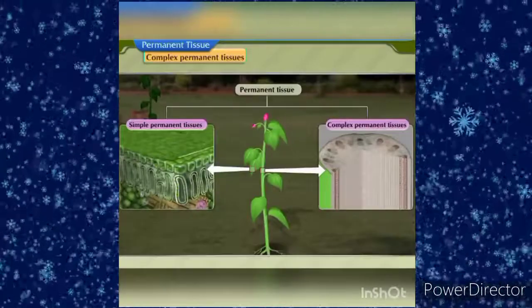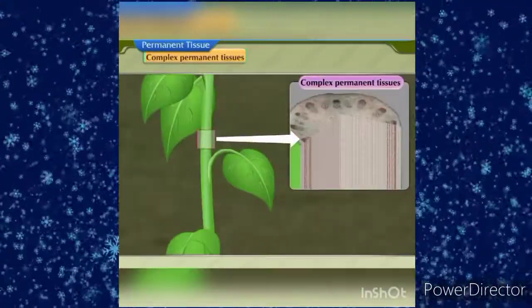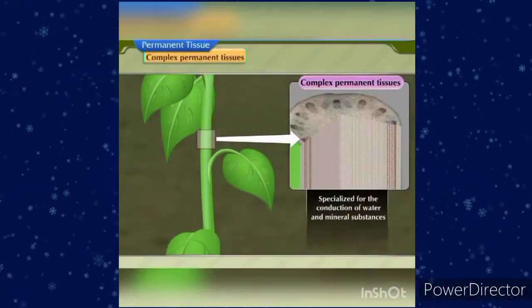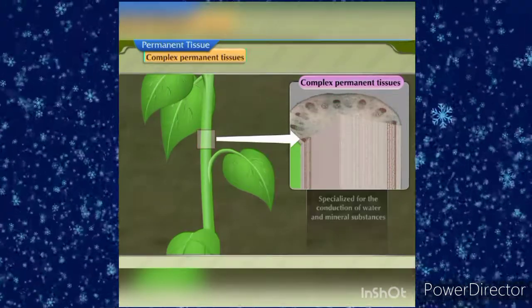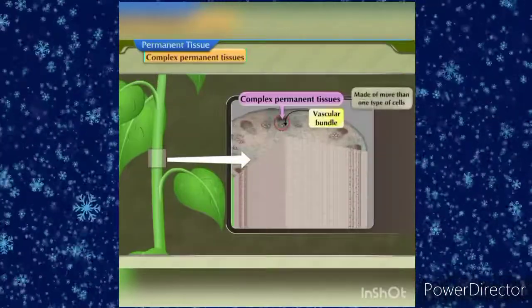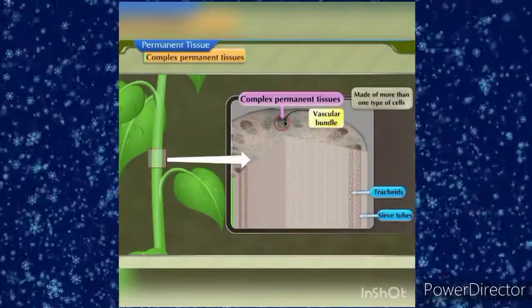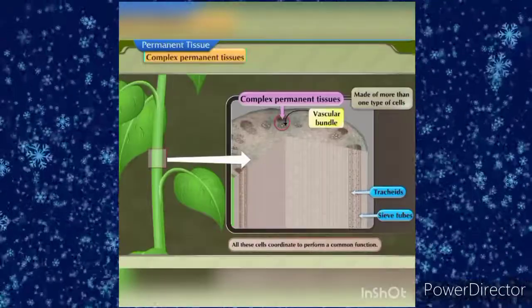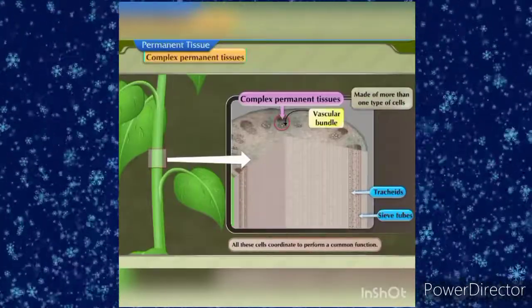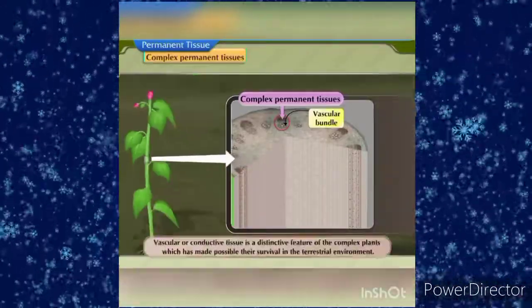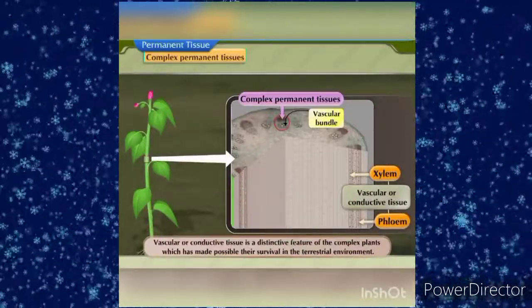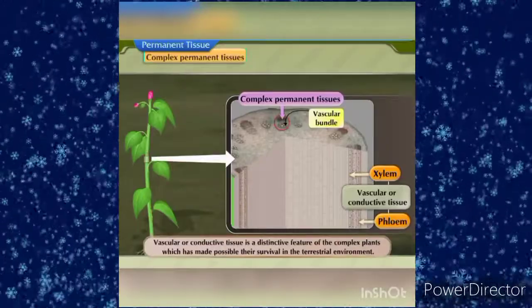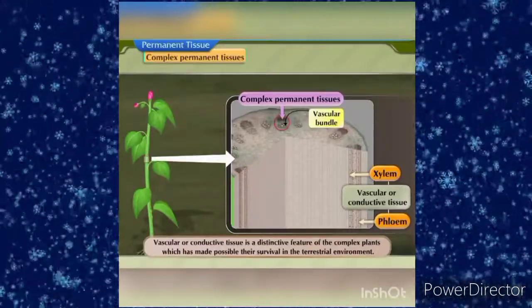Complex permanent tissues. Another type of permanent tissue is complex tissue, which is specialized for the conduction of water and mineral substances in the plant body. Complex tissues are made of more than one type of cells. All these cells coordinate to perform a common function. Vascular or conductive tissue is a distinctive feature of the complex plants which has made possible their survival in the terrestrial environment.